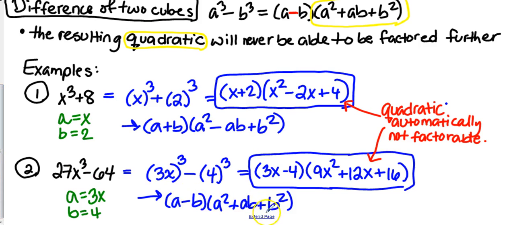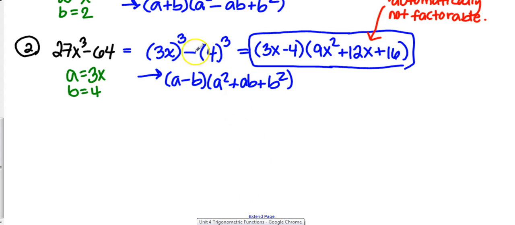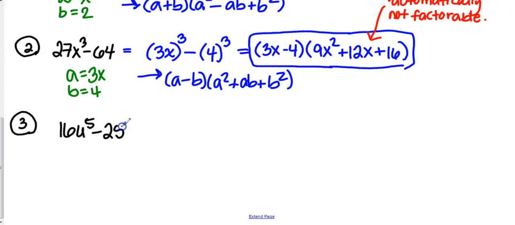2 more examples. Number 3 says 16u to the 5th minus 250u squared. And I bet some of you were like, Miss J, you said the highest power could only be 3. And I was telling you the truth, because take a close look, and what do you see can be factored out? Well, at a minimum, I've got 5 u's here and 2 here. So at a minimum, I know I can factor out u squared.